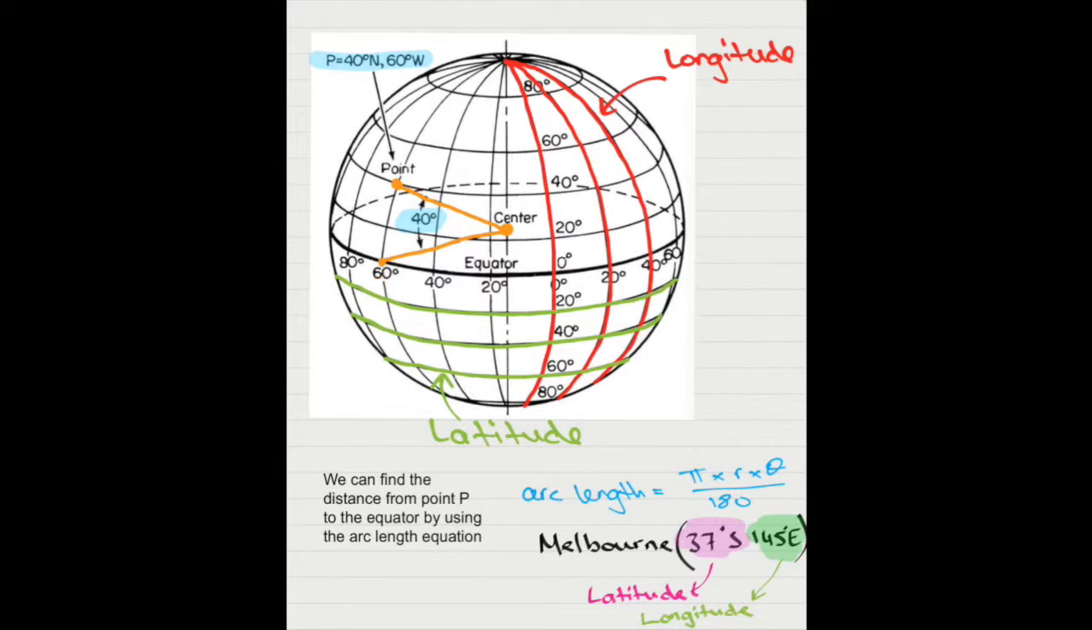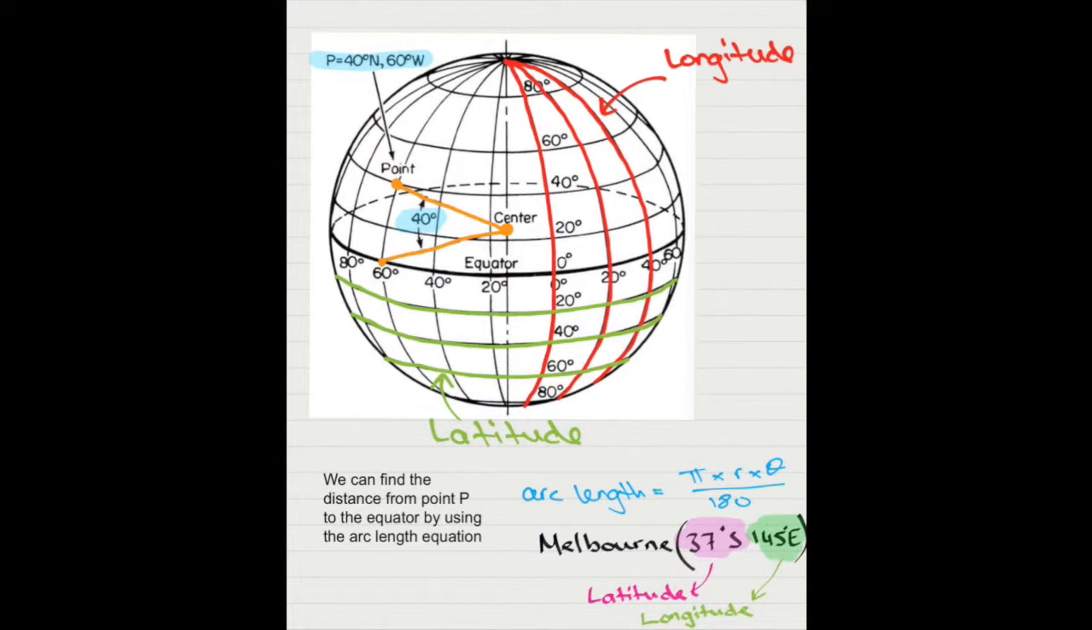So what can we do with all these latitude and longitudes? Well, we can measure distances. For example, we could measure the distance from point P that I've labeled here to the equator, and we'll have a look at how we do that in just a moment. The formula that we use is the arc length formula. We need pi times the radius, which we said was going to be 6,400, times theta, which we are going to work out in a few examples, divided by 180. So it's our arc length equation.